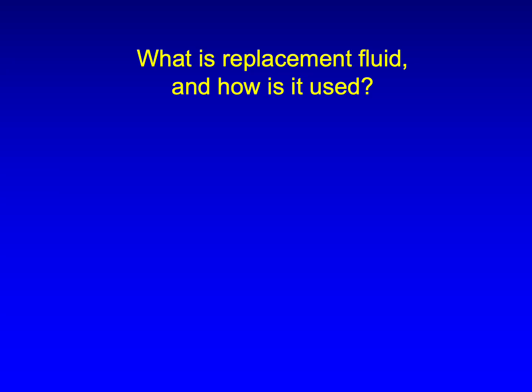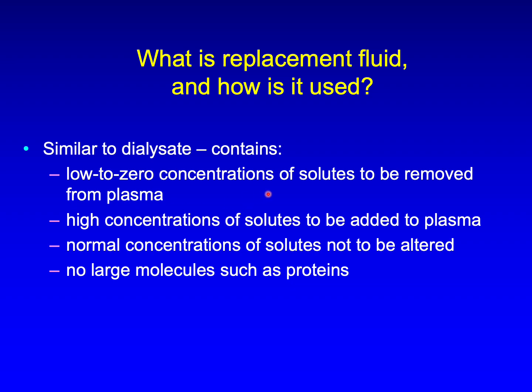So what is this replacement fluid that we use in the continuous therapies? It's essentially the same as dialysate, containing little or none of the solutes to be removed from the patient's blood, like creatinine, urea, phosphate, and potassium, larger amounts of solutes to be added from the fluid to the patient's blood, such as bicarbonate, and normal concentrations of solutes that usually do not change much during dialysis or CVVH, such as sodium chloride and calcium.